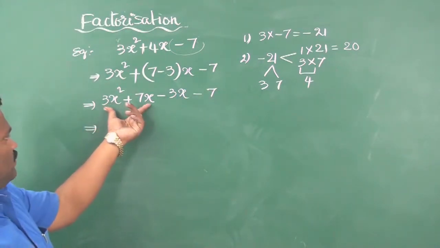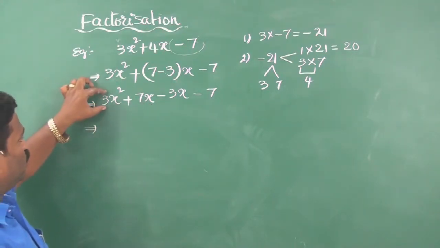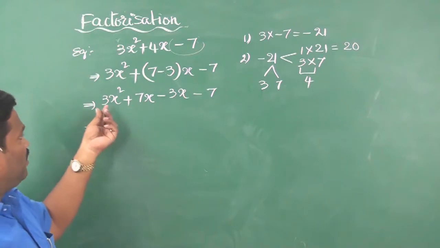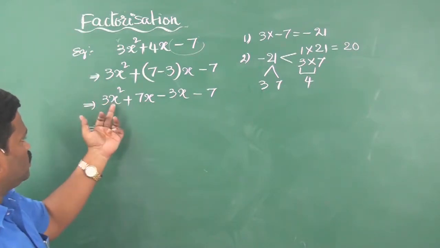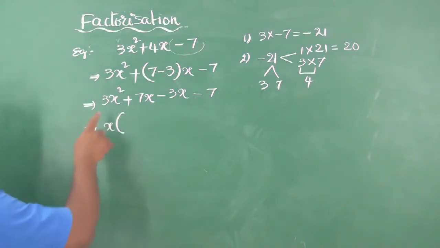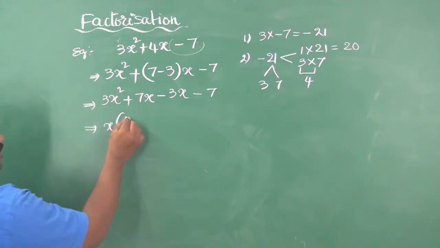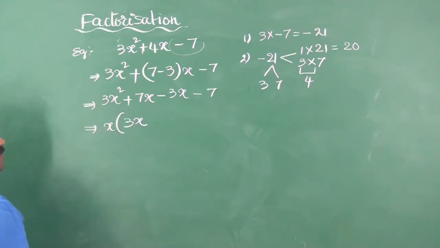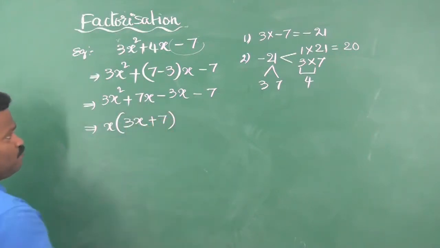In these two terms, what can you take common? We can't take any numericals common. We can take only literals. X square and x, in these two we can take x common. If you take x common, what are the remaining factors in the first term? 3x. In the second term, only plus 7.